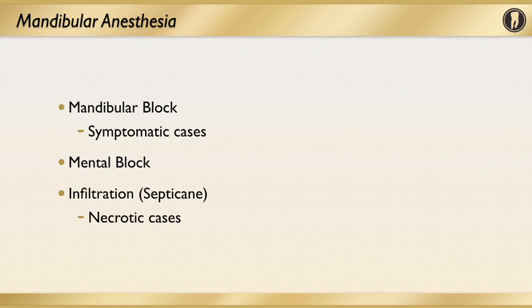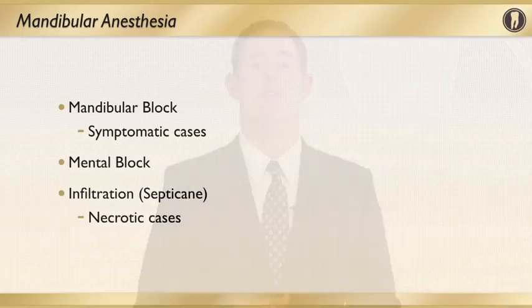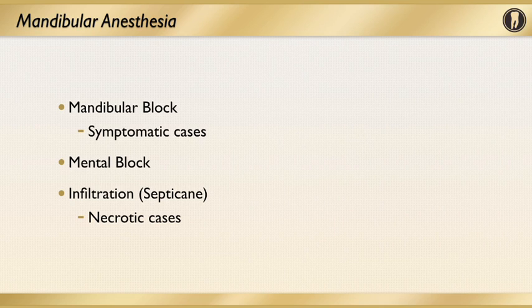I'll numb the whole side of their face up, and I'll start with 2 carpules of a mandibular block, and then I will give a half carpule of septicaine on a buccal infiltration right next to the tooth. If the case is vital but the patient's not that symptomatic, there's other issues going on, you can get away with giving a mental block. And what I do is I don't use septicaine on a mental block.